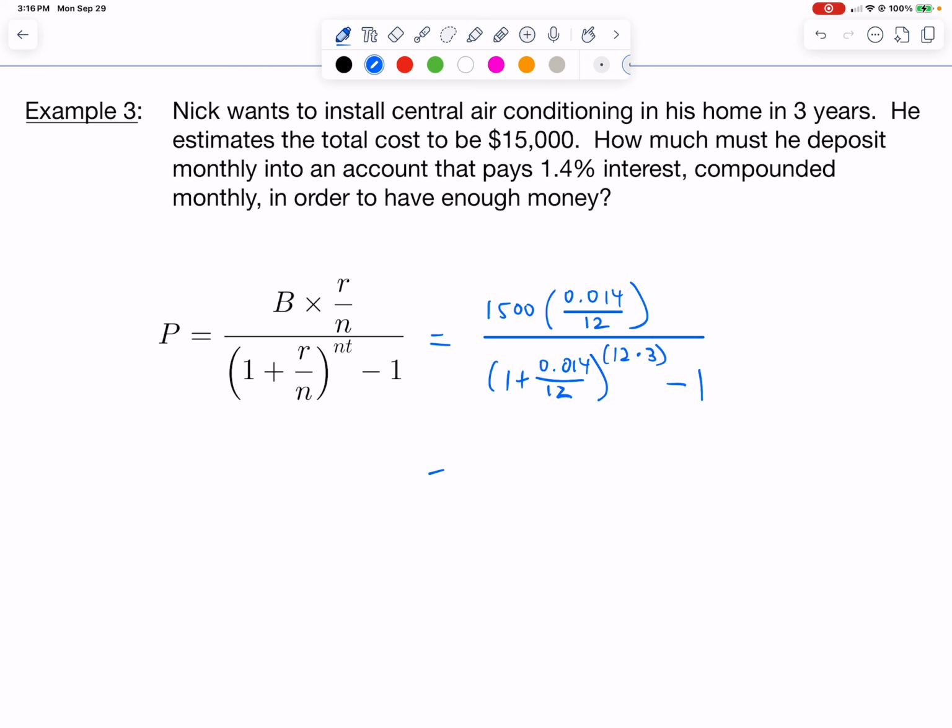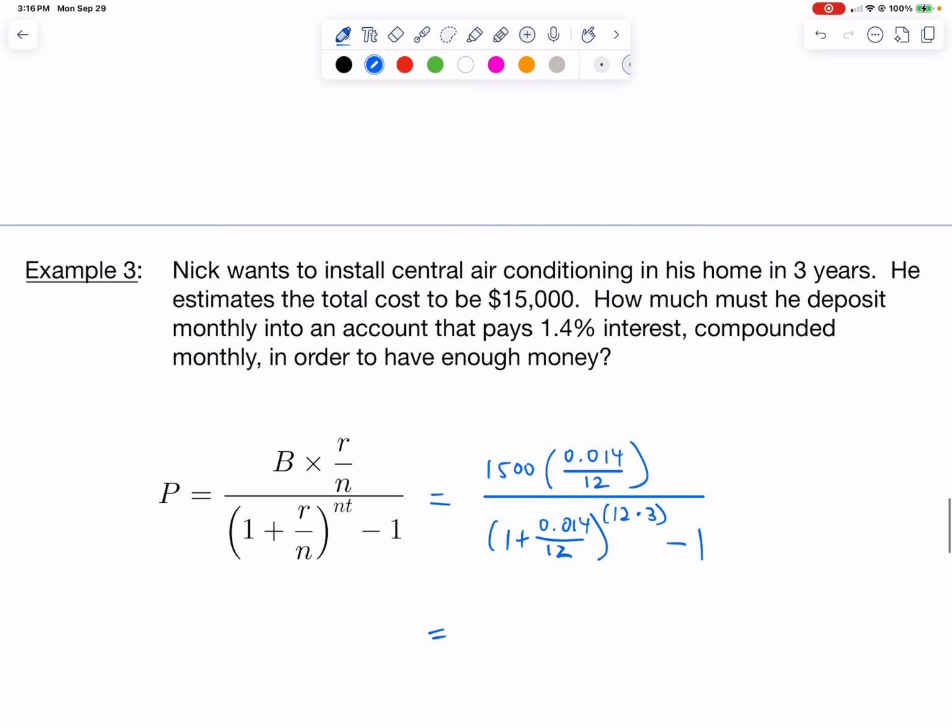Okay, and if we plug that into the calculator, we would get the following: $40.82. Okay, so this is how much Nick needs to deposit every month for the next 3 years into an account that pays 1.4% interest compounded monthly.